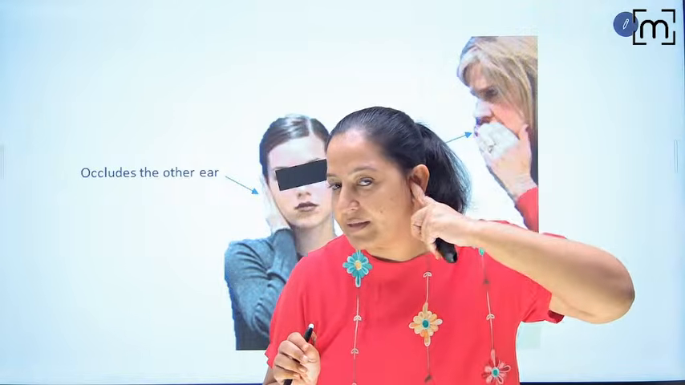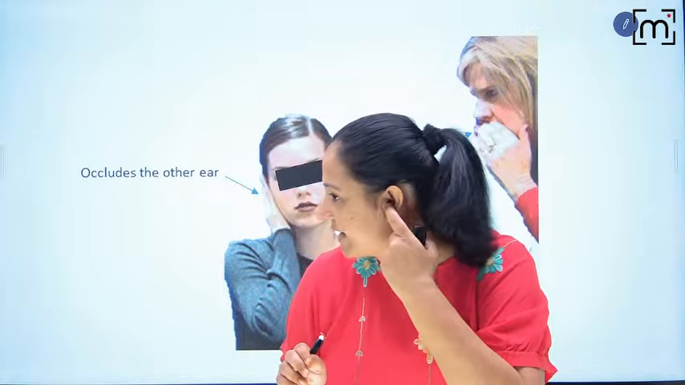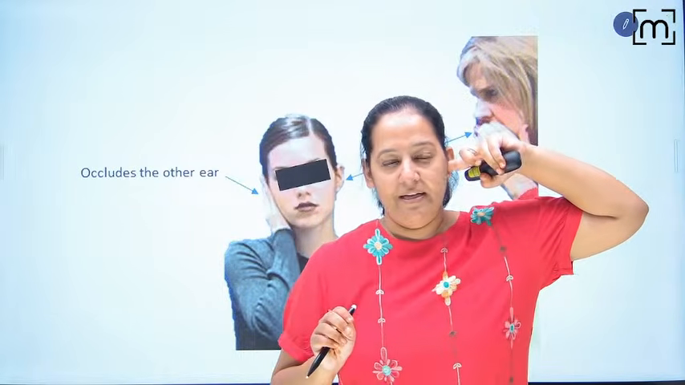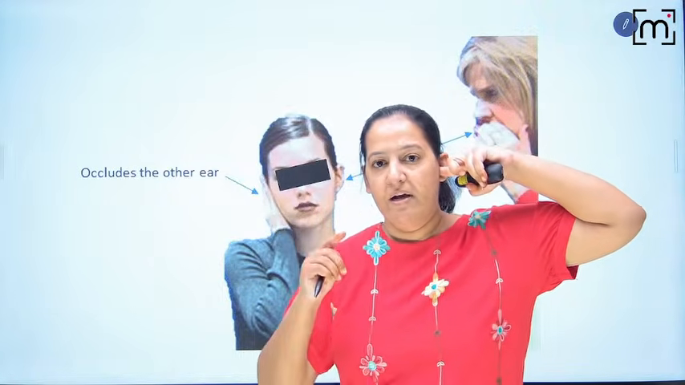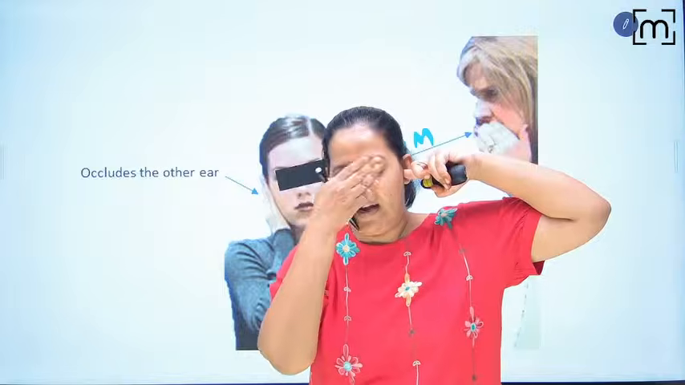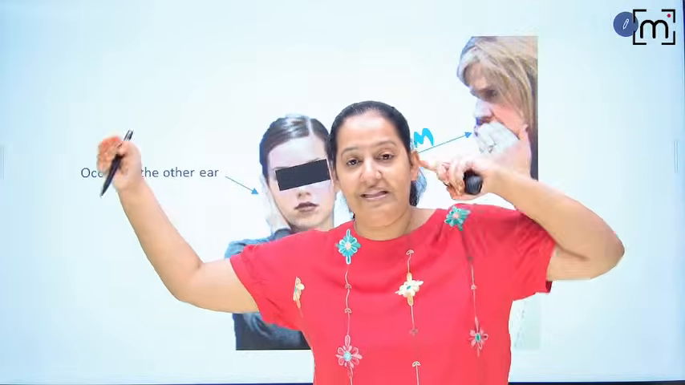So you can block like this with your own tragus. This is the tragus. So with the tragus we will block it here, and I will cover my eyes also, and at 6 meters the examiner will say the words.